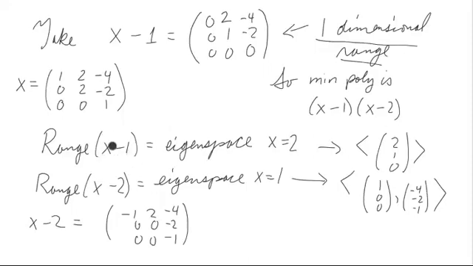So if we take the range of x minus 1, looking at x minus 1, if you multiply it by x minus 2, you'll get 0, because that's the minimal polynomial right there. So it looks like that's the eigenspace for x equals 2, right? Because this right here is the range of that, and if you multiply it by x minus 2, then you'll get 0. And you can even try it out.